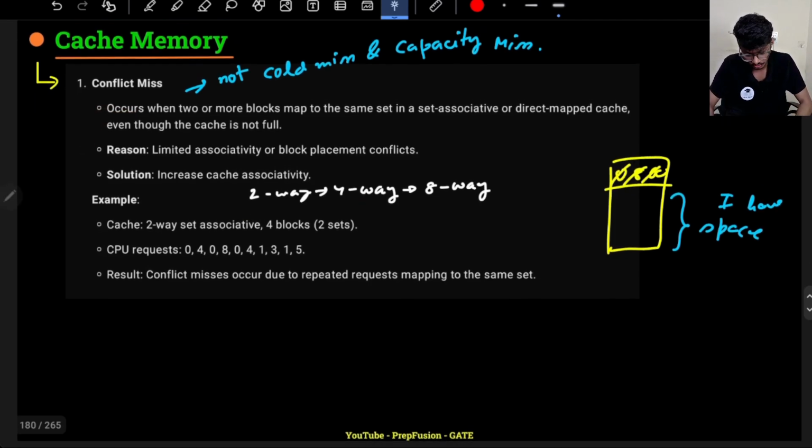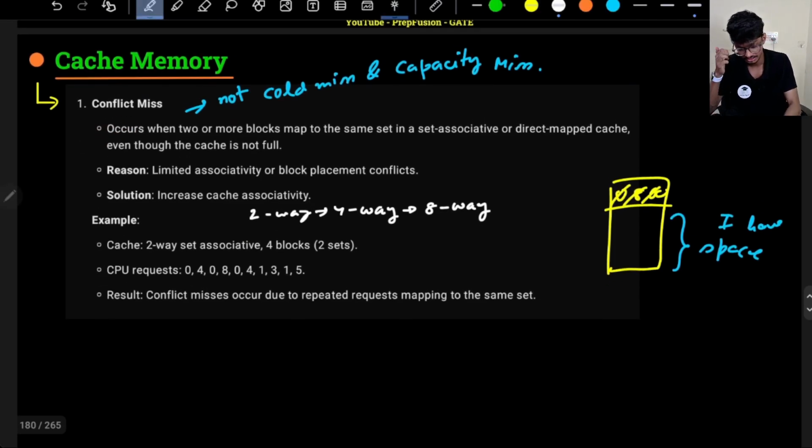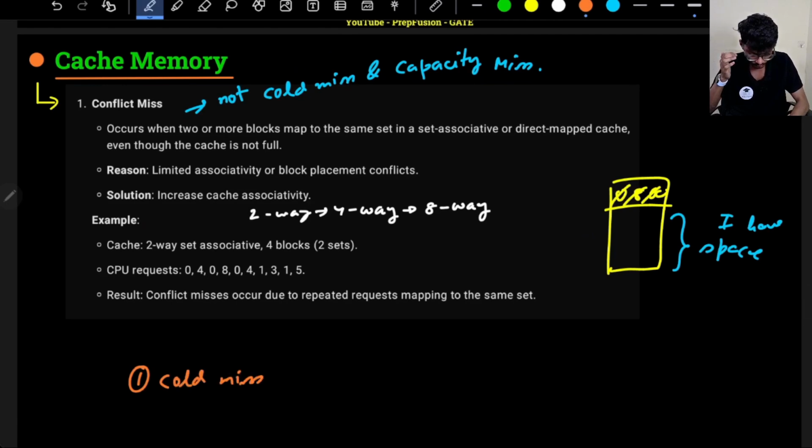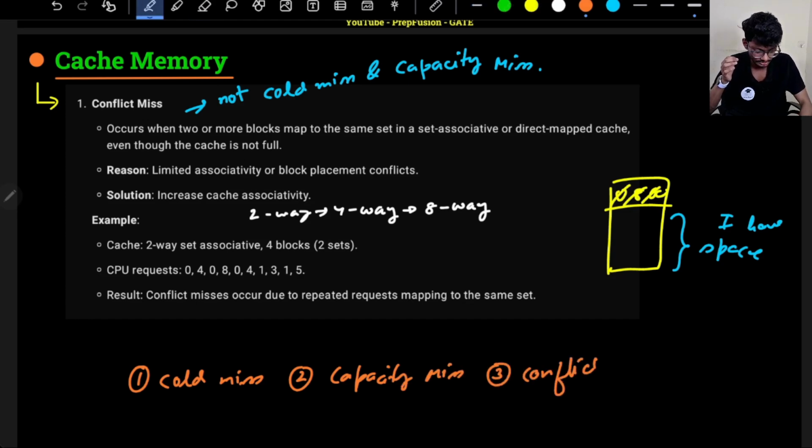So your first step will be checking for a cold miss. Then you check for a capacity miss, whether the cache memory is full or not. Then you check for a conflict miss, whether there is space in the cache memory but there are conflicts over the same block.